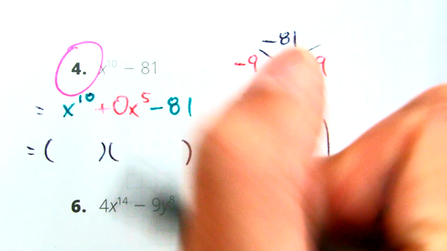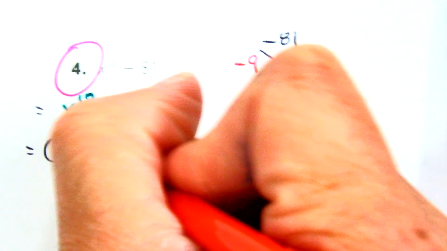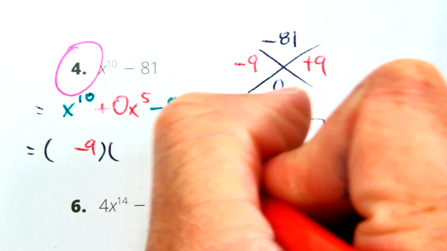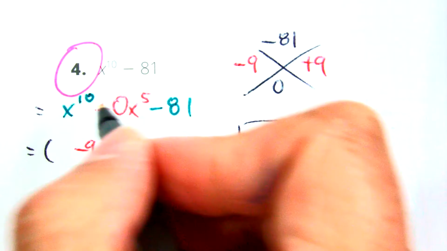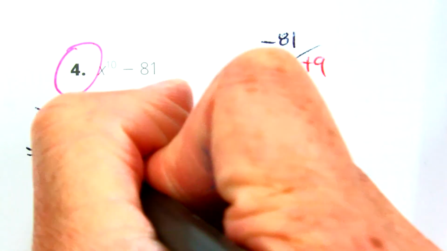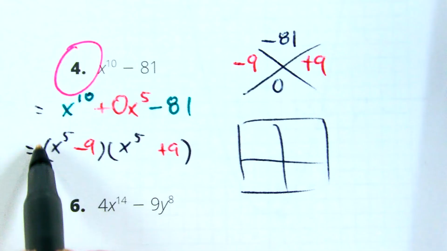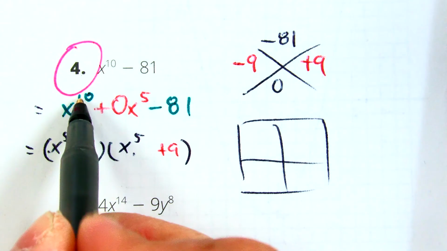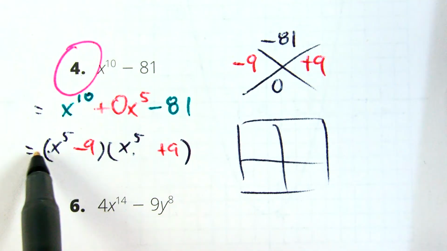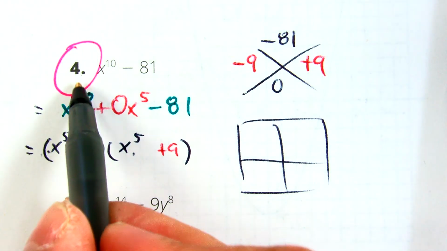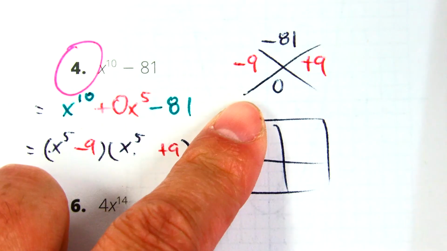So I have minus 9 plus 9, and really, if you think about it, it's X to the 5th, because X to the 5th times X to the 5th gives you X to the 10th. Multiplying the same base, you add the exponents. If you didn't see that, you can just put those into your box.